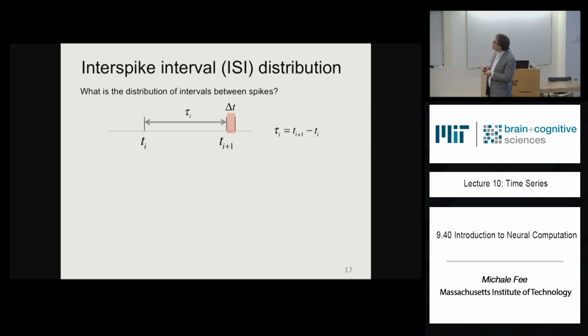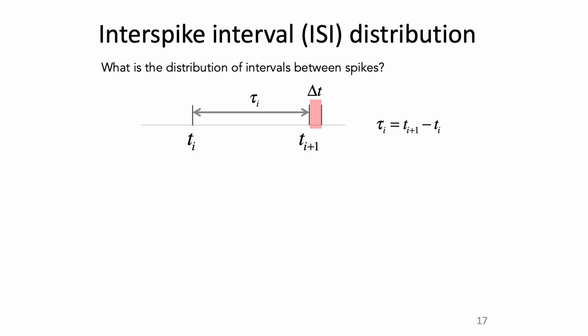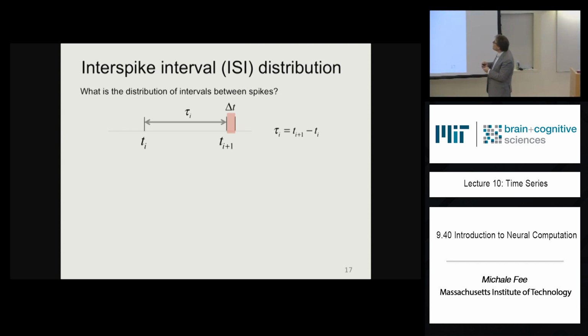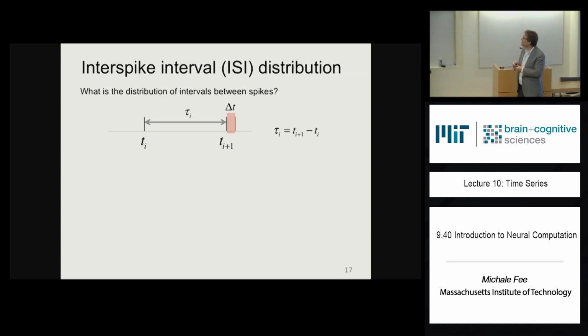Okay, so let's say we have a spike. Okay, let's calculate the distribution of intervals between spikes. So let's say we have a spike at time t sub i. We're going to ask, what is the probability that we have a spike some time tau later, within some little window delta t, okay?